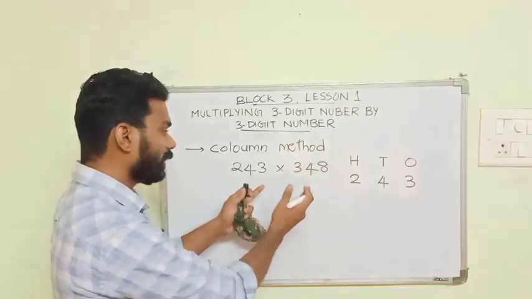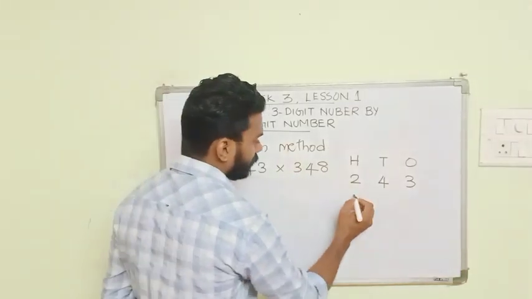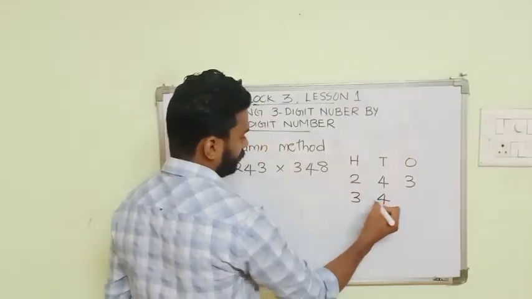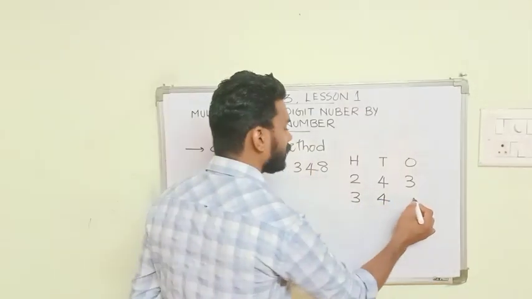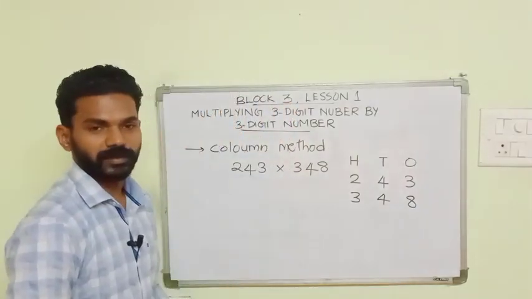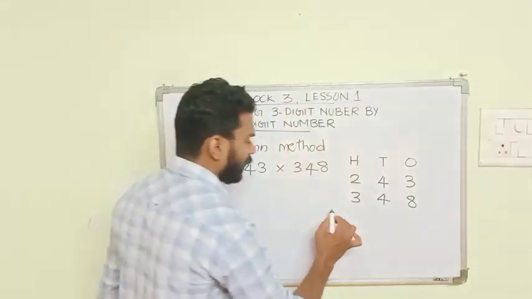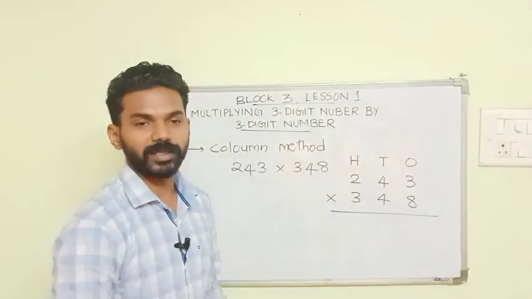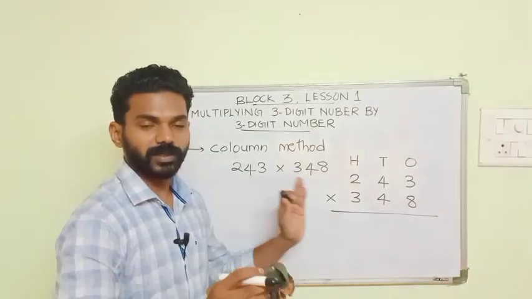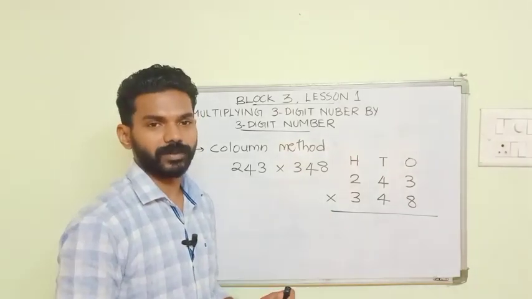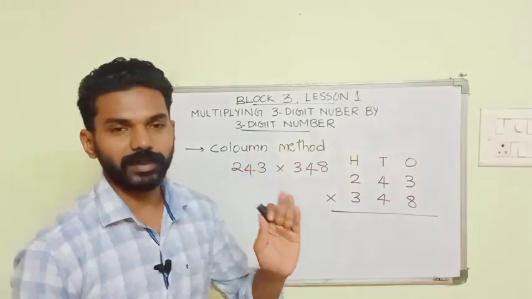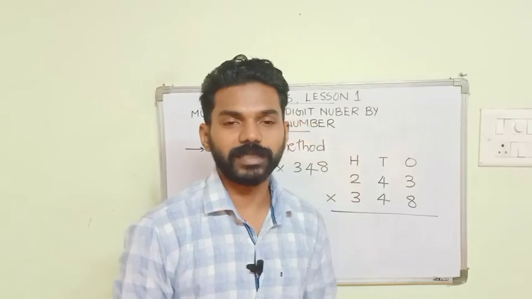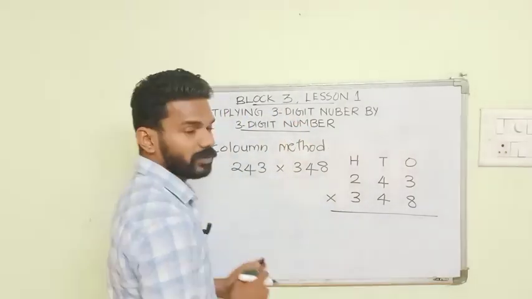Now just below this, you want to write the next number. 3 is in the hundreds place, 4 is in the tens place and 8 is in the ones place. So this is the first step, and now this is going to be multiplication, so here you can see the multiplication symbol. This is the first step that we need to do when we want to multiply a 3-digit number with another 3-digit number.